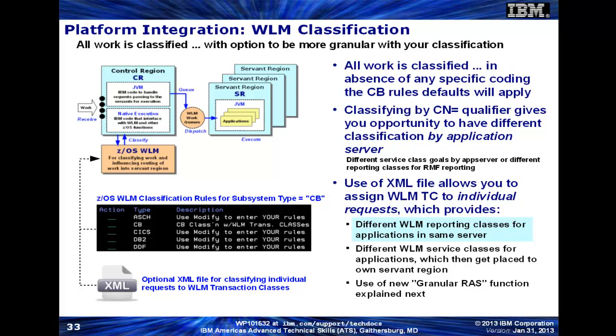The next level of sophistication is to assign different WLM service classes. This allows different work requests to carry different service goals and thus receive different priorities for execution. When multiple SRs are present, WLM will work to ensure any given SR is working on a given service class. That topic gets a bit more complex and is beyond the scope of this document. Tech Doc WP101532 covers it in much greater detail. The other thing the WLM classification allows is the use of the new granular RAS feature. That's next.